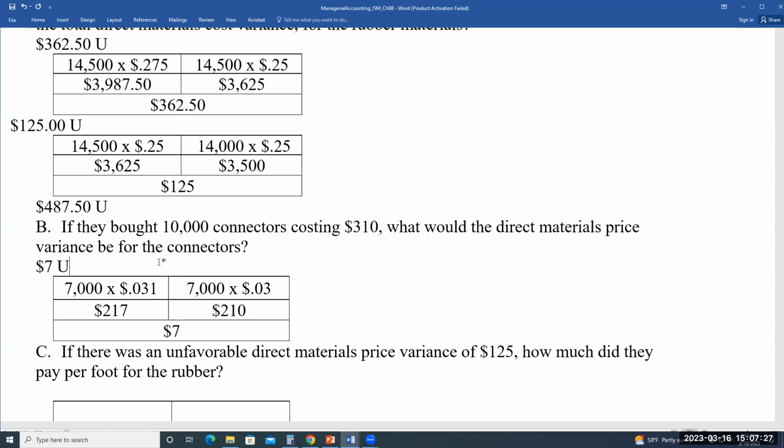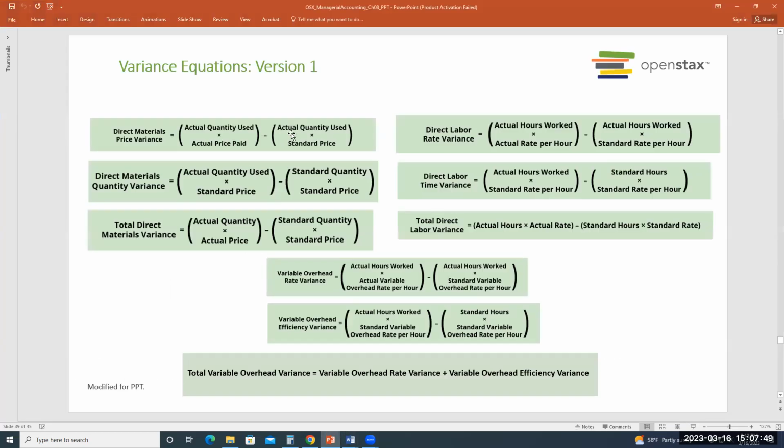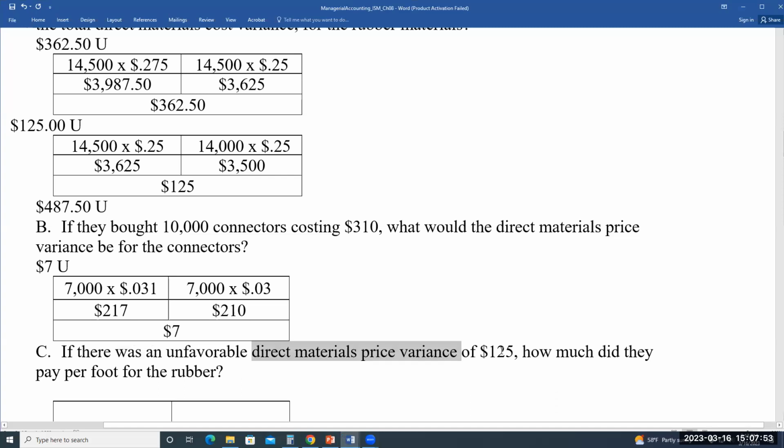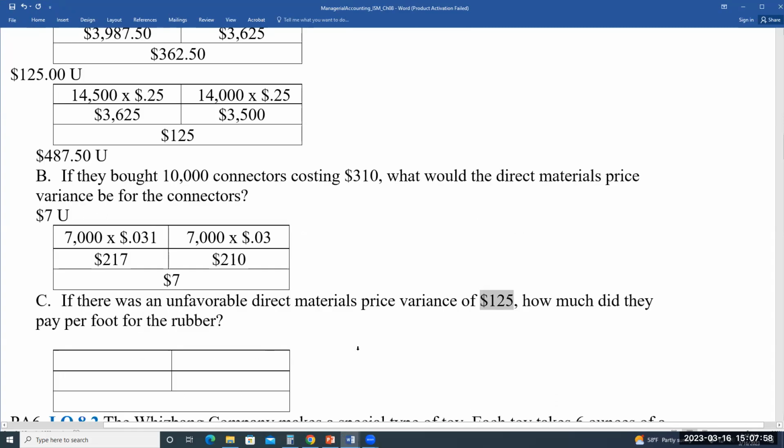And then part C says, if there were, I wish they would correct the grammar here. If there were an unfavorable direct materials price variance of $125, then how much did they pay per foot of rubber? So since it's talking about direct materials price variance, that's our first formula. That's this one, direct materials price variance. And they're saying it's $125 unfavorable. We know that's a positive number if it's unfavorable.